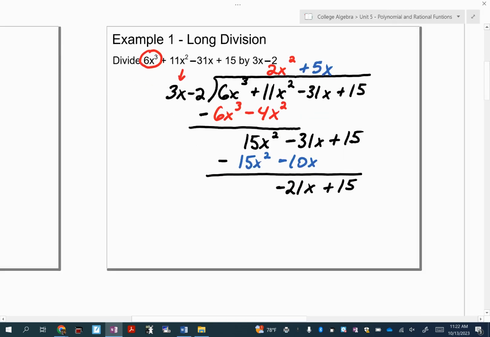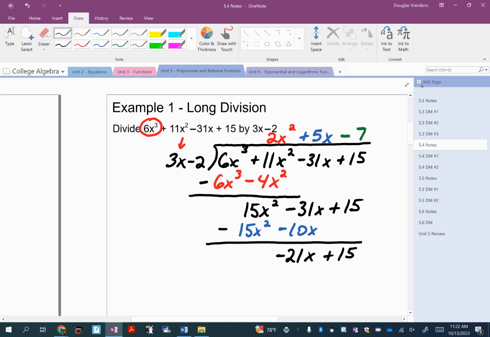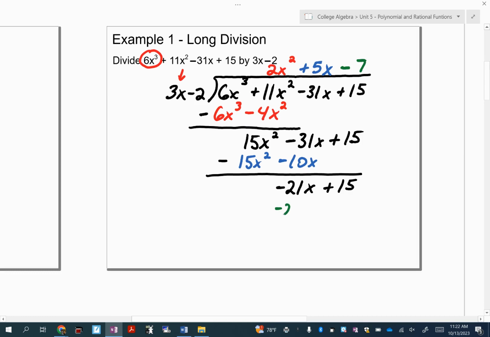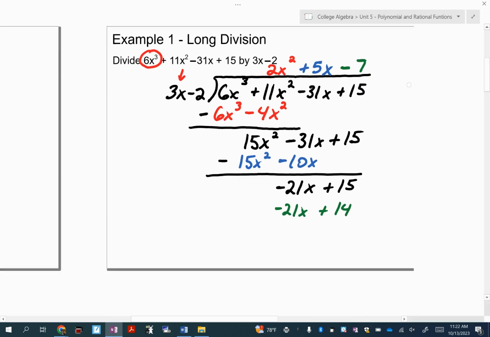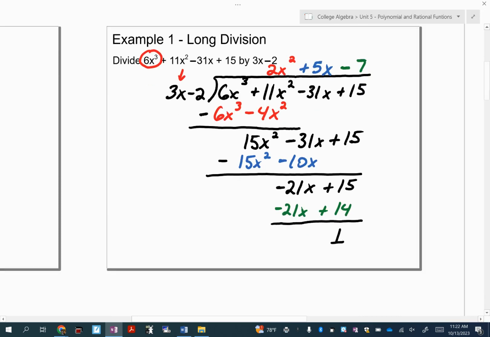All right, and then last one here. I know 7 times 3 is going to give me 21, but I want it to be a negative 21x, so I have to do negative 7 times 3x, which would give you negative 21x. And then negative 7 times negative 2 is 14. Now this is going to give us a remainder of 1.